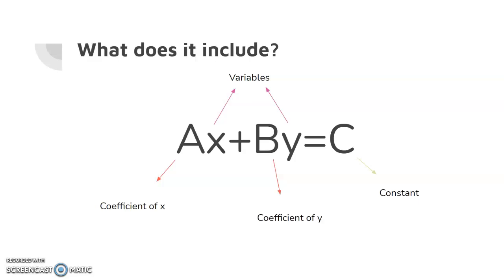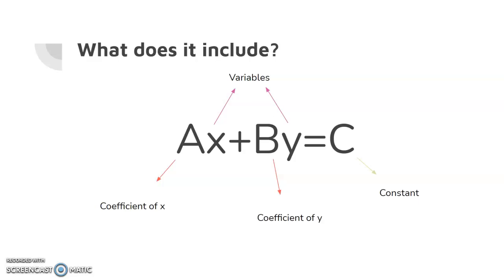Okay, so now talking about the standard form formula, I have it right here: ax plus by equals c. I have some arrows pointing to different things so you can know what makes up the standard form of a linear equation. In ax, a is the coefficient of x, and in by, b is the coefficient of y, with x and y being the variables. And then c, on the other side of the equal sign, is the constant.